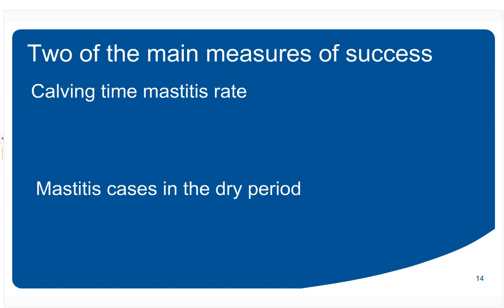But two of the main measures of success of the dry period are calving time mastitis and whether there's been any clinical mastitis events in the dry period. So calving time mastitis is mastitis in the first 14 days after calving. And not only is it a measurement of the dry period, the dry cow management, but it's also obviously a measurement of calving management. And without this statistic, you have no direction in your advice or improvements on your own farm. You are, in a way, rudderless and can't offer your suppliers or clients any reason for change.